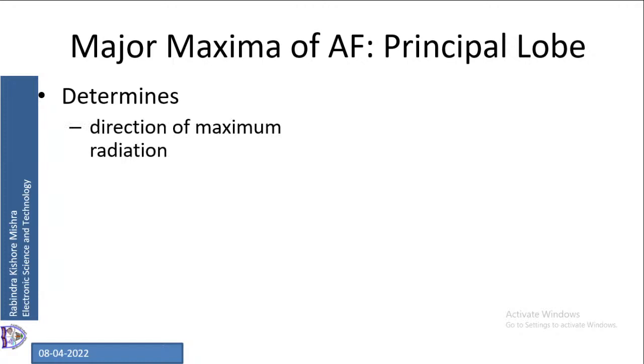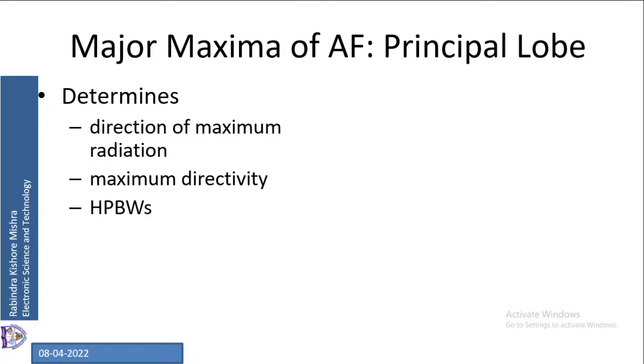This will determine the major maxima of the array factor, the principal lobe. That actually determines the direction of maximum radiation. The other maxima are the side lobes. They correspond to side lobes. So this gives us our direction of maximum radiation, therefore maximum directivity.